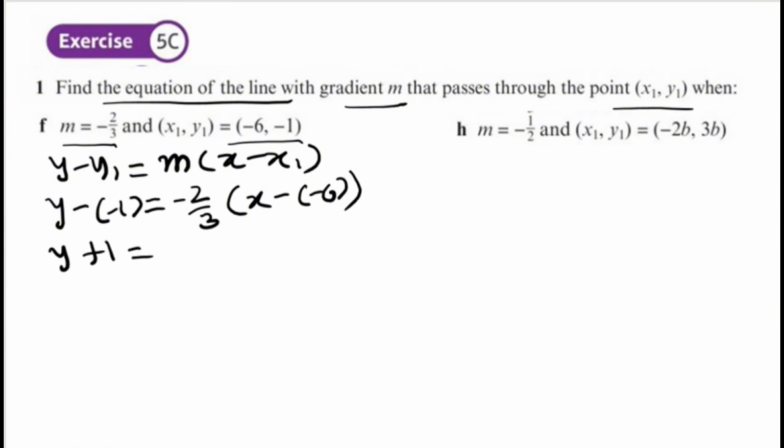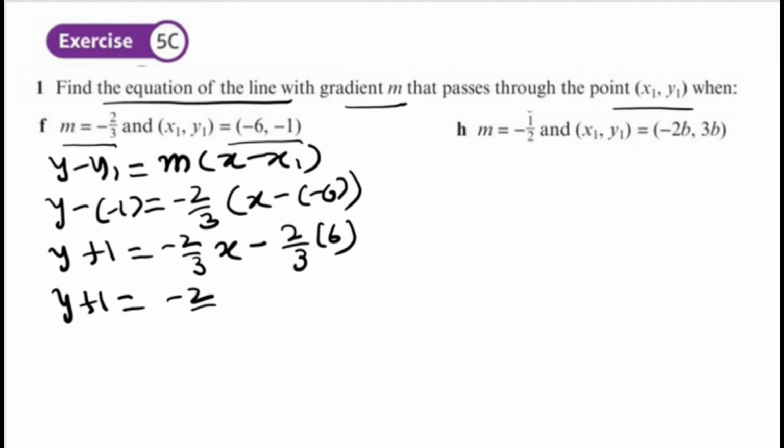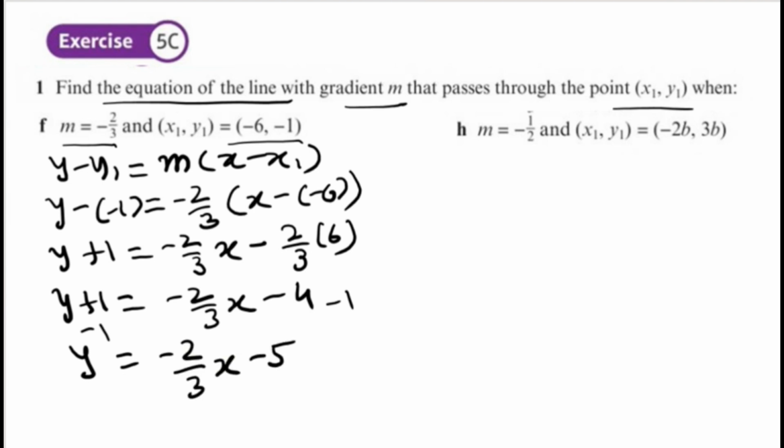Simplify. So y plus 1 is equal to minus 2 over 3 (x plus 6), but times with minus 2 over 3, so that will give you minus 2 over 3 into 6. So y plus 1 is equal to minus 2 over 3 x minus 6 times 2, 12 over 3, which will give you 4. Minus 1 from both sides. So y is equal to minus 2 over 3 x minus 5. This is the equation of the line for this given gradient and the coordinate.